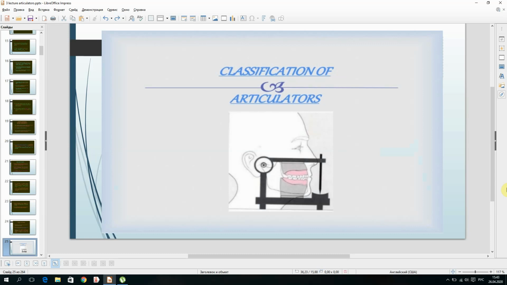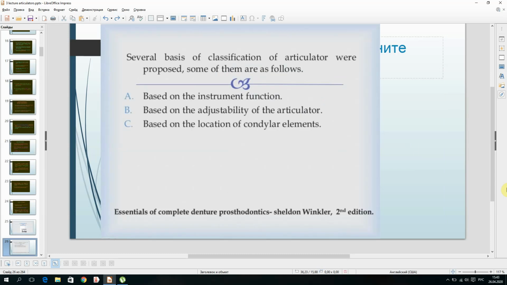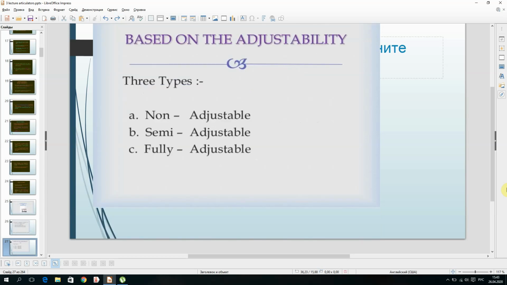Classification of articulators. Several bases of classification of articulators were proposed. Some of them are as follows: based on the instrument function, based on the adjustability of the articulator, based on the location of condylar elements. Based on the adjustability, three types: A. Non-adjustable, B. Semi-adjustable, C. Fully adjustable.